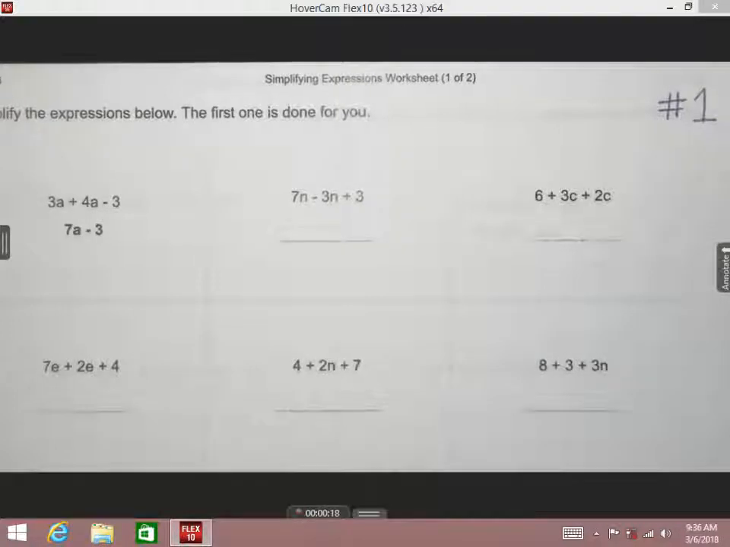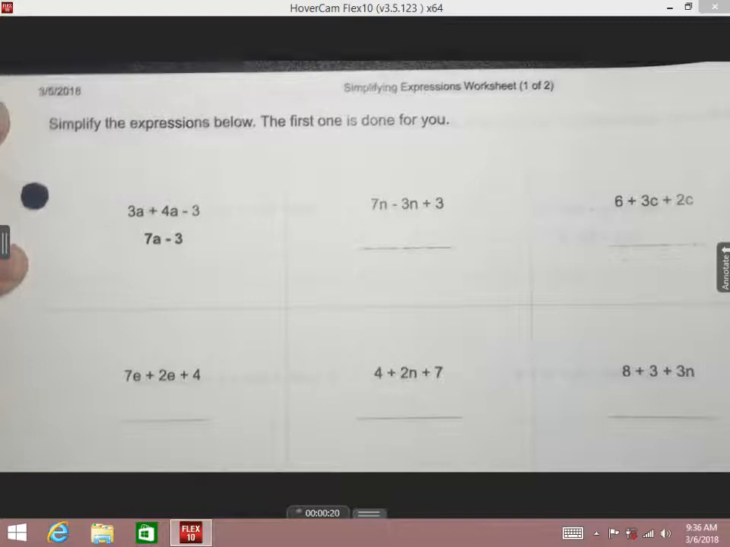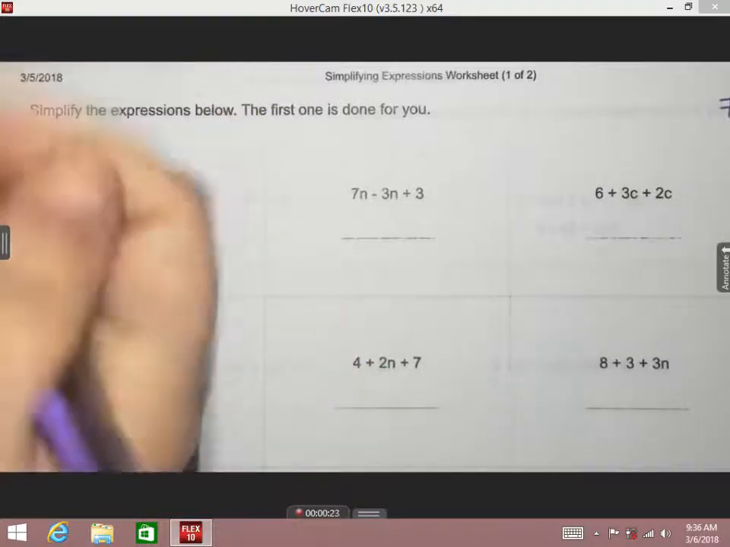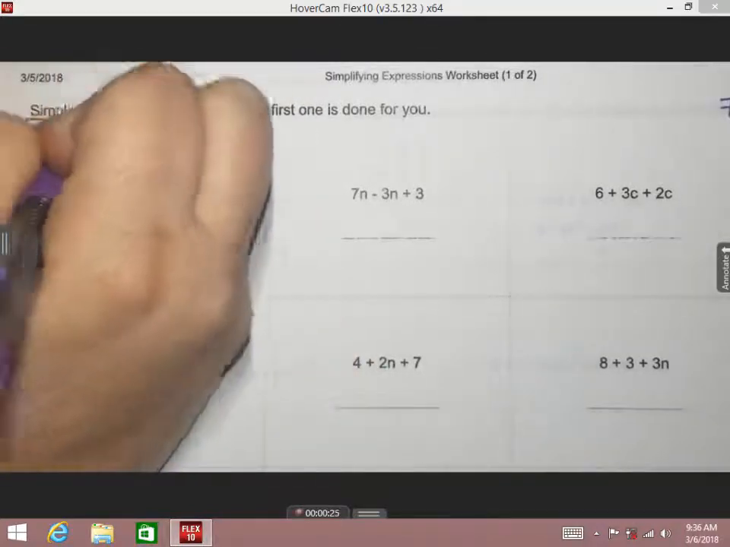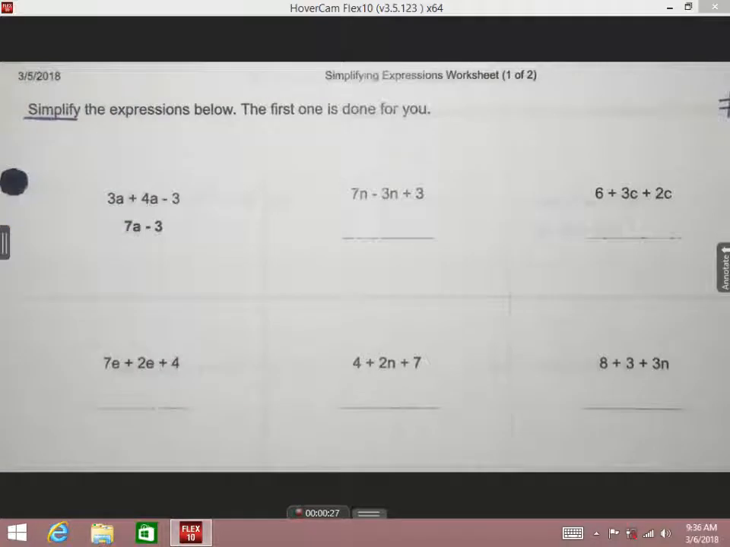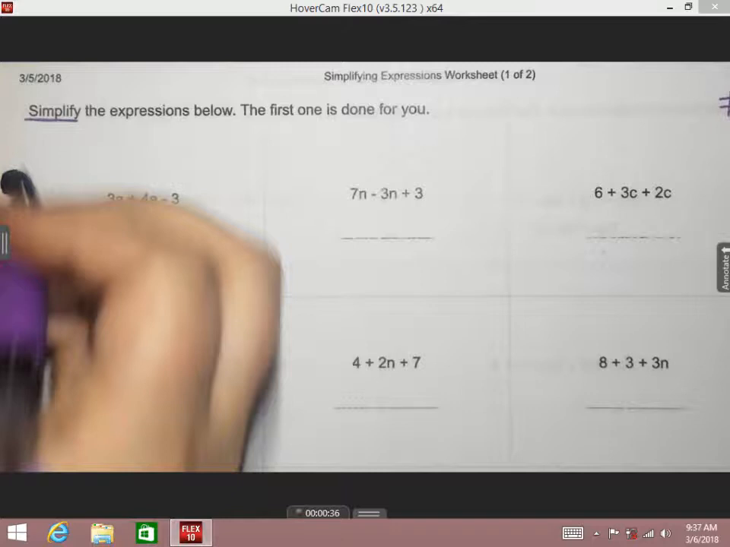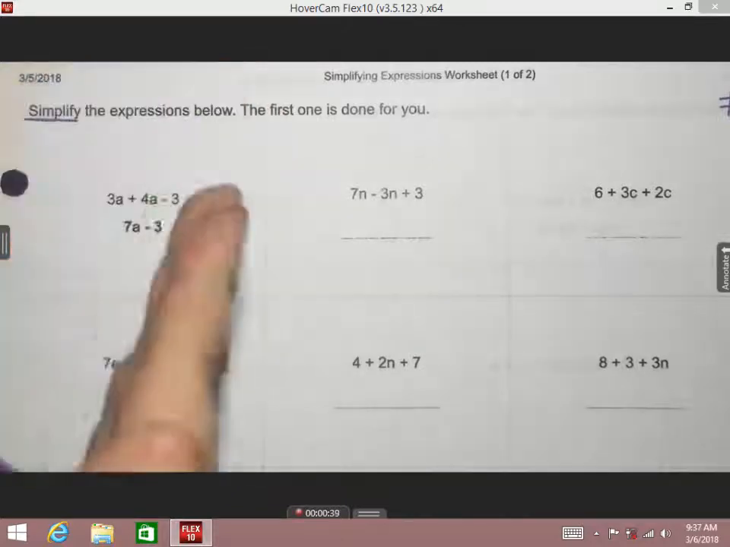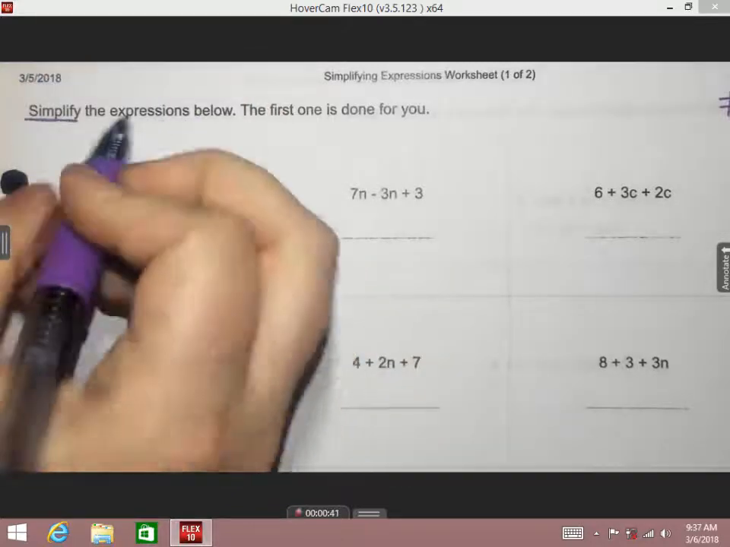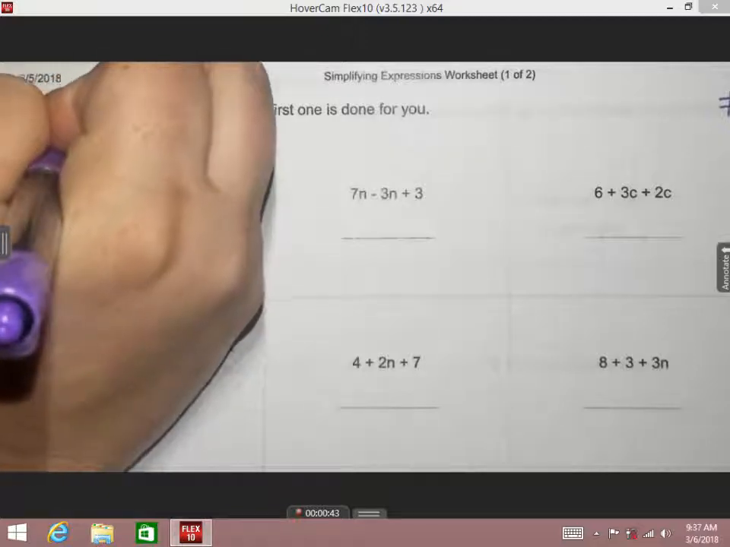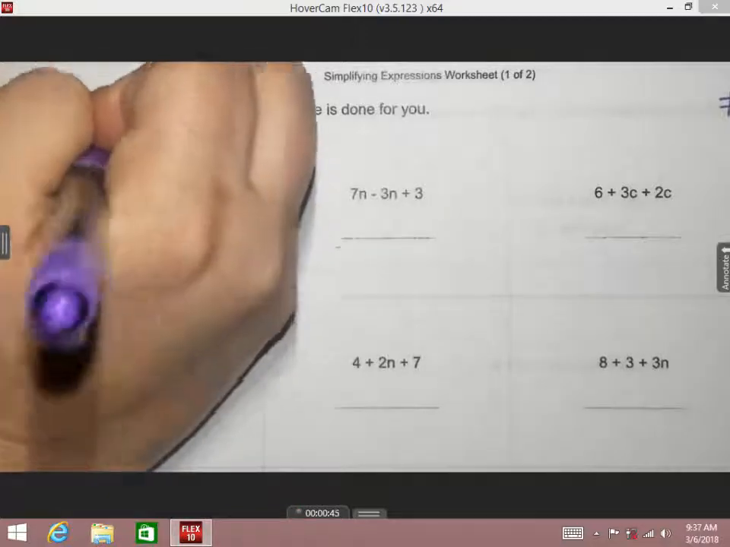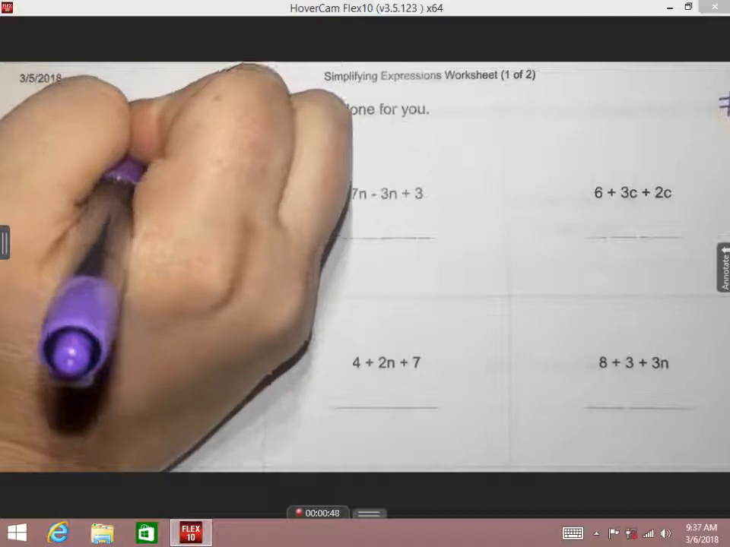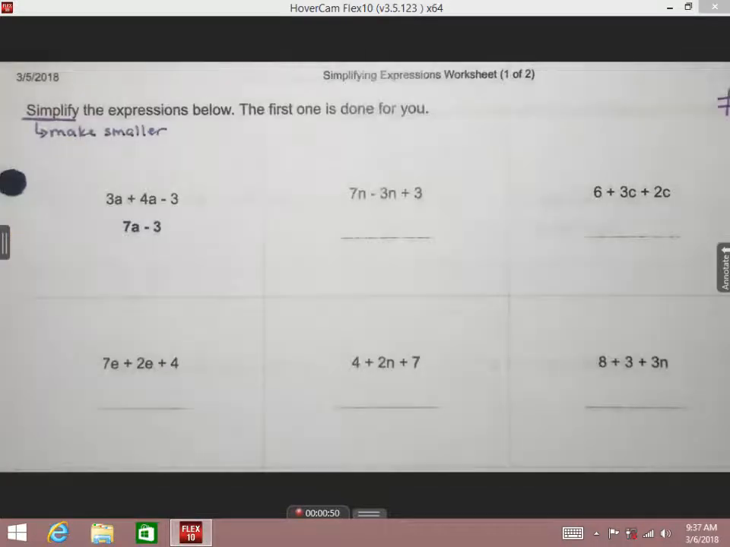Some important terms that we need to recall. Simplifying. Guys, simplifying is a very important word when you see it in directions. Does it mean you're solving it and finding an answer? Or evaluating it and finding an answer? No, it just means we're taking the problem, whether it be a fraction or an expression, and we're making it smaller. All right, we're making it smaller.